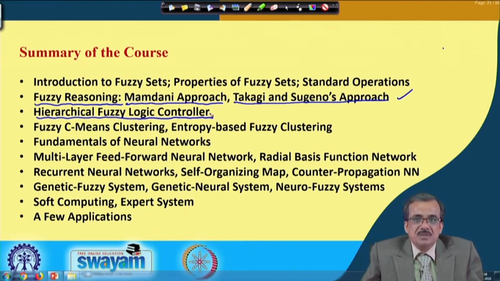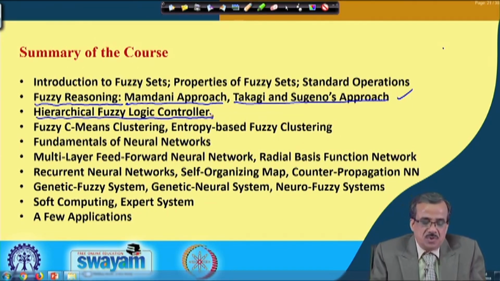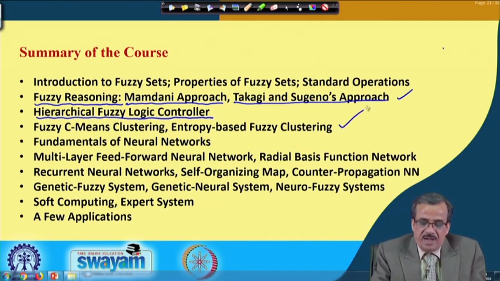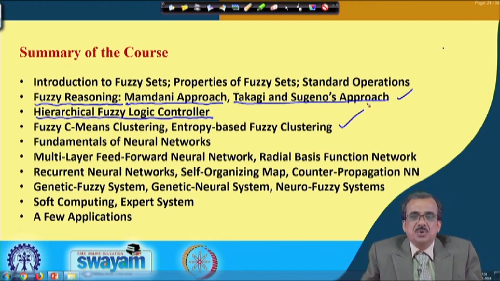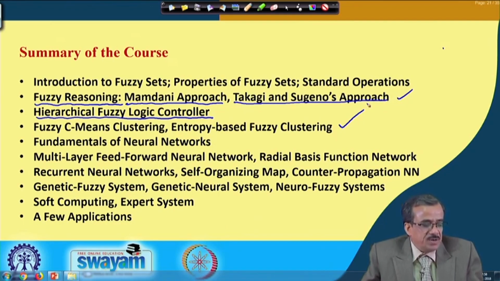And then comes the clustering algorithm. We discussed the different clustering algorithms. Clustering is done based on similarity. So, the similar data points should belong to the same cluster, and dissimilar data points should go to two different clusters. We use the different clustering algorithms like fuzzy C-means clustering, entropy based fuzzy clustering, and so on.